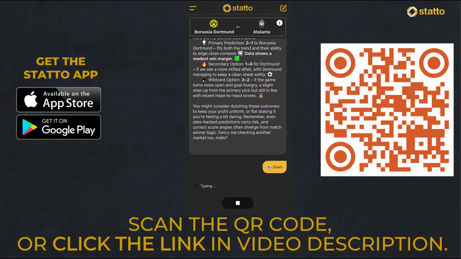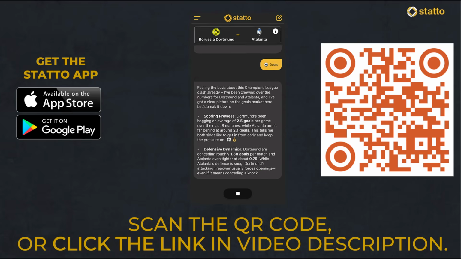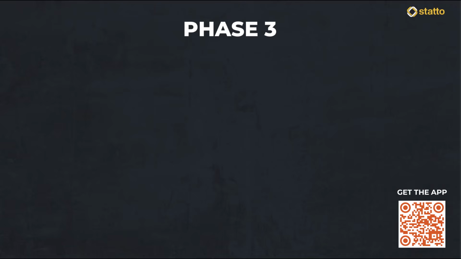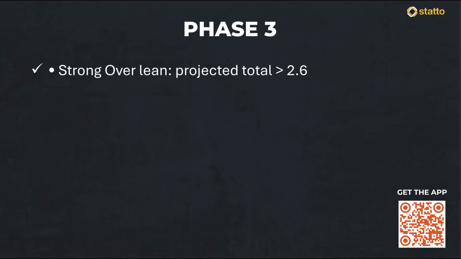Anyway, that leads us neatly to phase 3, which is our over 1.5 decision framework. This is where we interpret our projection to see if a trade is actually viable. Now, the biggest mistake people make here is they think that if a projection is above 1.5, it's a good bet. But that offers zero margin for error. We need a buffer.